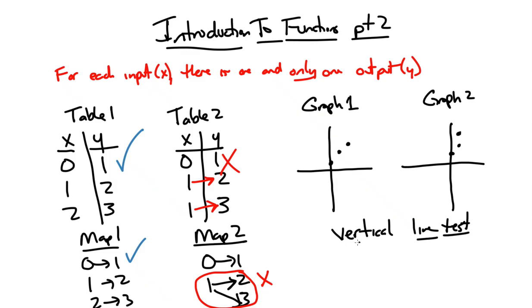What the vertical line test says is, if I take a vertical line like my pencil or something, there's no vertical line that I can draw that goes through more than one point. So this line here, it only goes through one. This line here, it only goes through one. This line here, it only goes through one. But this one over here, when I draw this vertical line right here, it goes through 2 points. So this one would not be a function because it fails the vertical line test. This one here is a function because it passes the vertical line test.